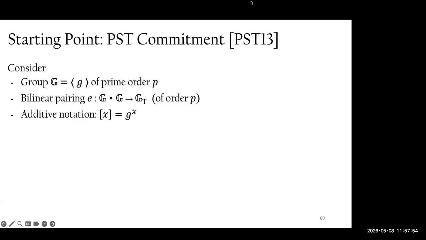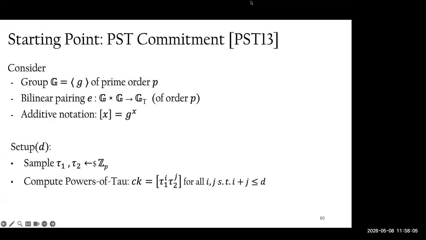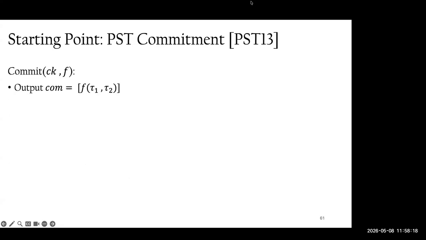Our commitment scheme uses PST as a starting point. Just as a refresher on PST, we are dealing with groups of prime order P. We have a symmetric pairing, E, which goes from G cross G to GT. In setup, we have all powers of tau. Because we're dealing with bivariate polynomials, I have tau 1 and tau 2, and my CRS will have all the monomials tau 1^i, tau 2^j. To commit to a polynomial, the commitment is just f evaluated at the secret point tau 1, tau 2 in the exponent. Just a generalization of KZG.